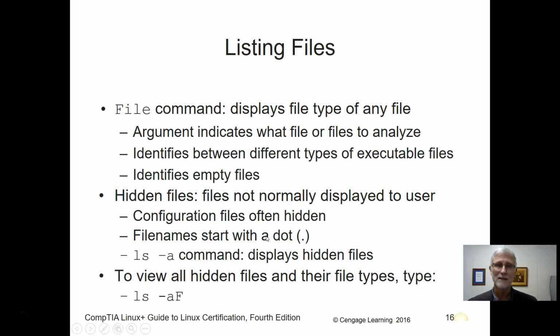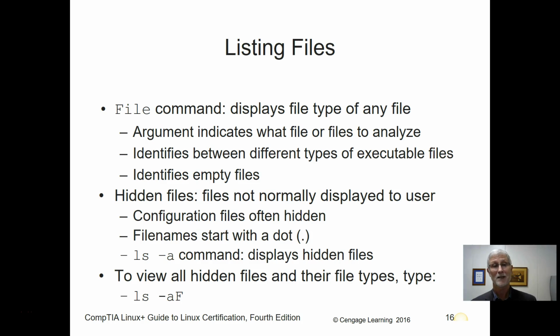Now, the file command can display the type of any file. Arguments indicate what file or files to analyze, and it identifies the difference between the different types.